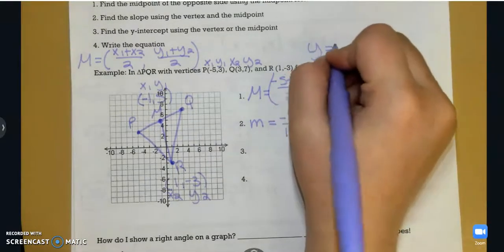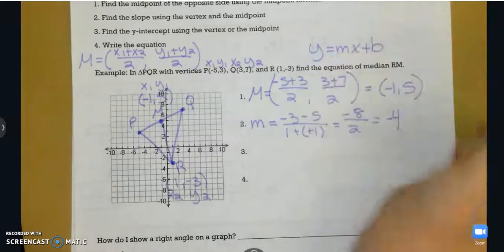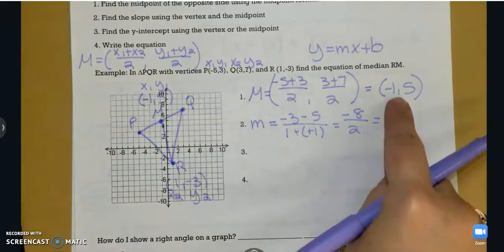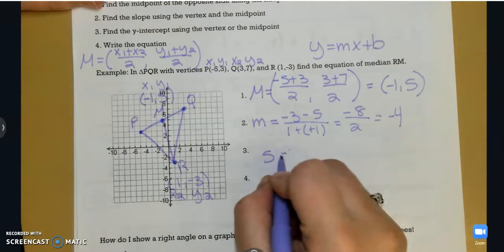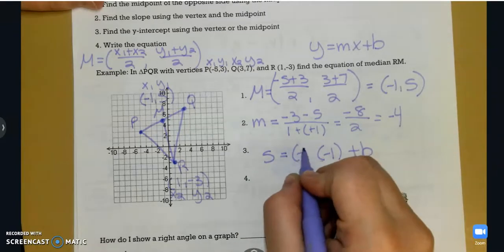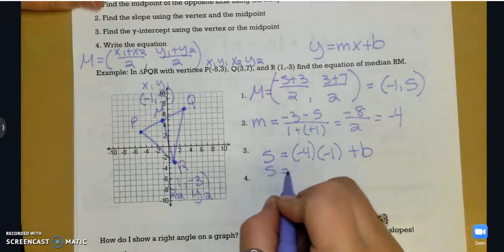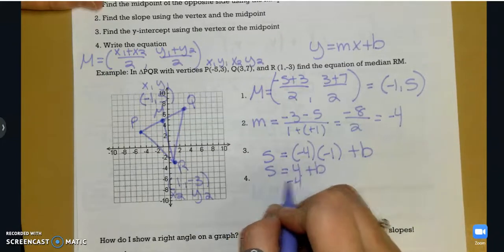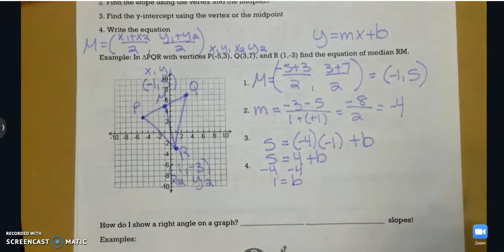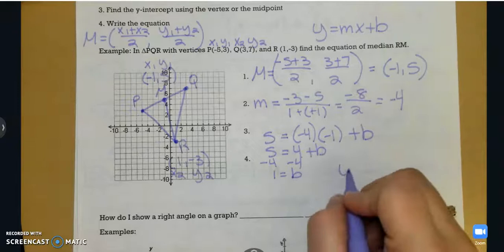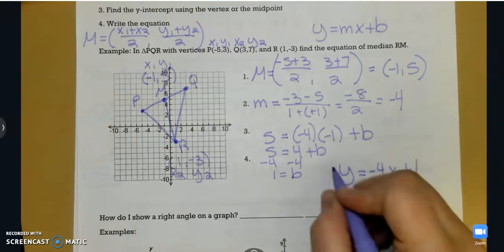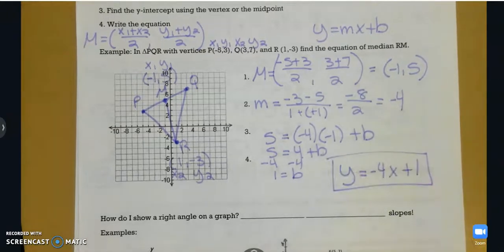So remember, slope-intercept form, y equals mx plus b. We plug in an x and y value and our slope and solve for b. Well, here's an x and y value. So 5 is equal to our x value plus b. And then we just need to plug in our slope of -4. And we find that b is equal to 1. So that's step 3. Step 4 is just to write the equation. So y equals mx plus b, our m is -4, and our b is 1. So there's the equation of our line.